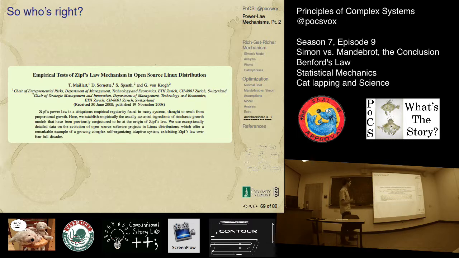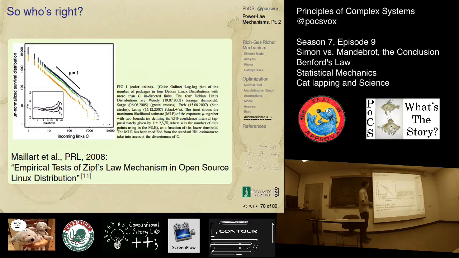Sornette is sort of the big character here. He's actually chair of entrepreneurial risks at ETH Zurich. They have all these funny little departments, but he's a superstar. All right, so Zipf's law is ubiquitous. Again, this is 2008, and it's in Physical Review Letters, which is the premier physics journal in the world.